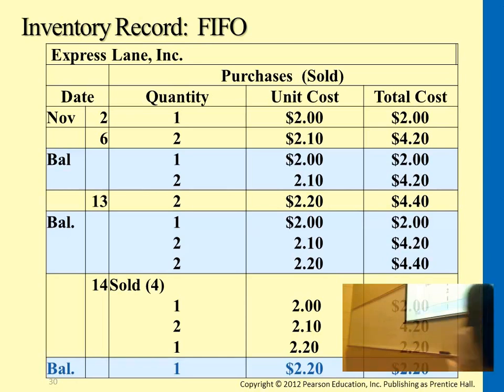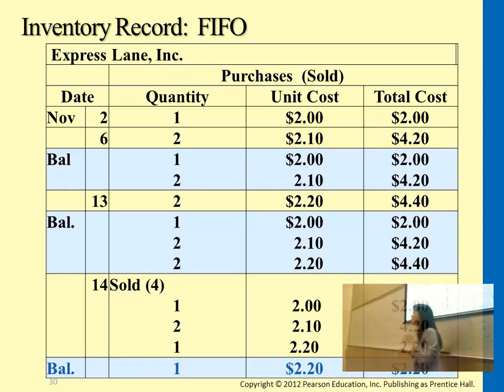Okay, so total inventory balance will be $2.20 at the end of FIFO. Total cost of goods sold will be how much? You sold 1 gallon at $2, 2 gallons at $2.10, and 1 gallon at $2.20. So you would add up 2, 4.20, 2.20. Altogether you will have $8.40 for FIFO cost of goods sold.